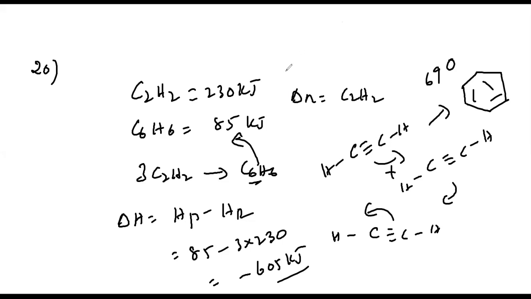Next, question number 21. Take a screenshot, students. At 298 Kelvin, the heats of formation of CCl4, H2O, CO2, and HCl are minus 25, minus 57, minus 94, and minus 22 kilocalories respectively. What is the delta H for the reaction they are asking?